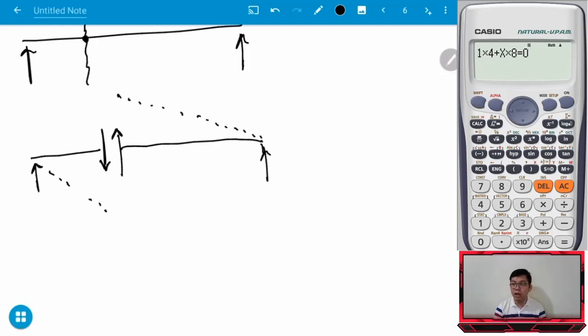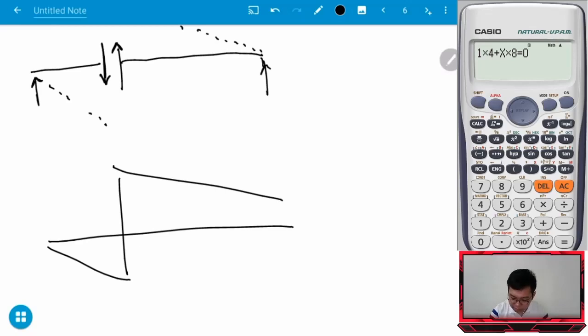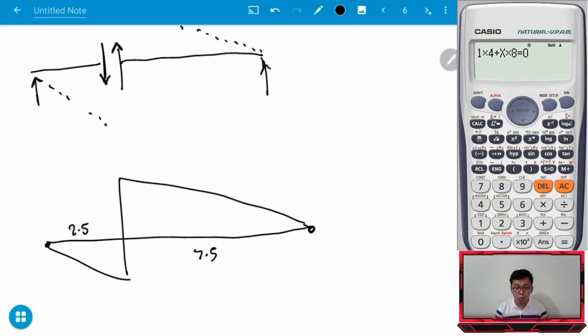So, anyway, guys, automatic, yan na yung diagram. Sir, pinahirapan mo pa kami, meron palang shortcut. Now, once meron ka na niyan, gaya ng sabi ko, unfortunately, 2.5, 7.5, wala tayong ordinates. Meron tayong diagrams, wala tayong ordinates.